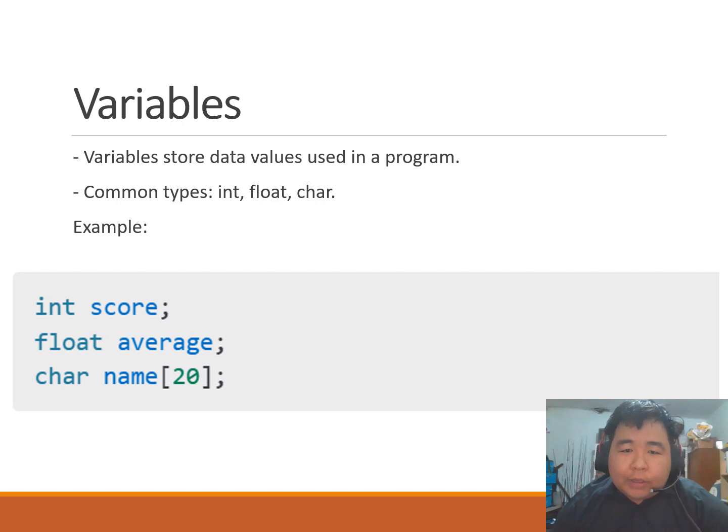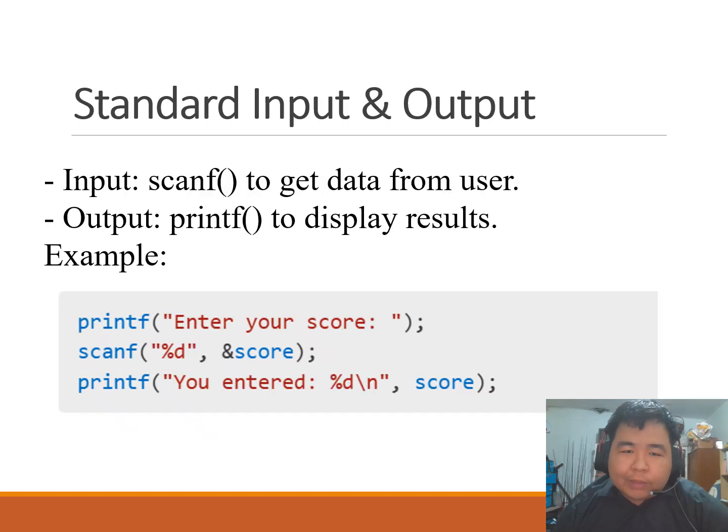Variables are used in C to store information that our program can use or change as it runs. For example, we might use an integer to store a score, a float for a decimal number, or a char array for names. Variables are the building blocks of any program because they allow us to keep track of data.